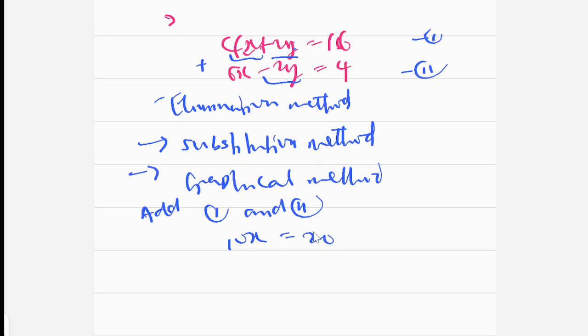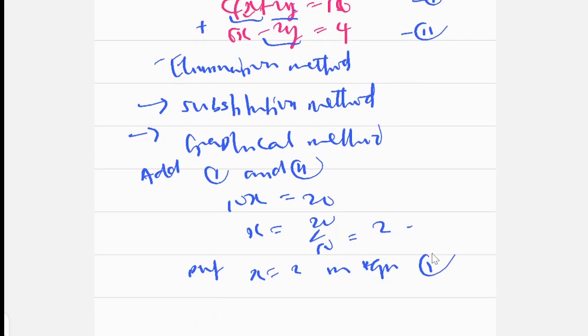Then I'm going to have 20. Then your x will now be what? 20 divided by 10, which is equal to 2. Now, since you know that, you now put x equal to 2 in equation 1 or any of your equations. And don't forget, your equation 1 says 4x plus 2y is equal to 16.